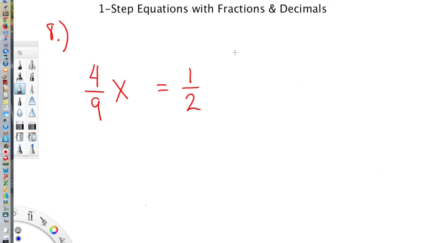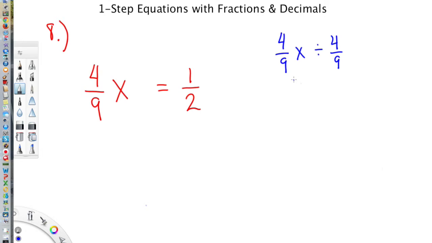So let's look at number 8. Now with number 8, we have x being multiplied by a fraction. And we know that the inverse of multiplying by a fraction is dividing by a fraction. I just want to show you something here off to the side. So if I have 4/9 x and I divide it by 4/9, well, what do I know about dividing fractions? Well, I know that dividing by a fraction is really the same as multiplying it by its reciprocal. In other words, we learned this little strategy.